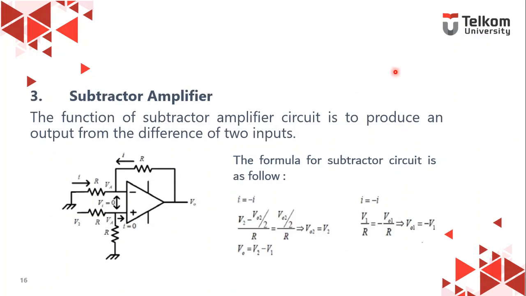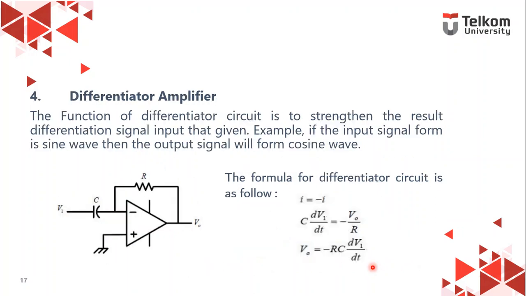Third, subtractor amplifier. The function of subtractor amplifier circuit is to produce an output from the difference of two inputs. The formula for subtractor circuit is as follows. Fourth, differentiator amplifier. The function of differentiator circuit is to produce the differentiation of the input signal given. Example, if the input signal form is sine wave, then the output signal will form cosine wave. The formula for differentiator circuit is as follows.